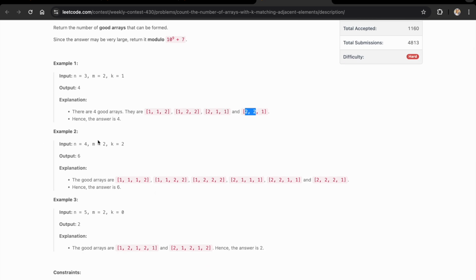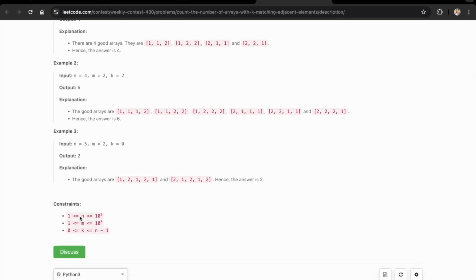Now if you look at example number 2, we need two same adjacent elements. So here if you look, we have two same adjacent elements. Here for 1 1 we have a 1, for 2 2 we have a 1. Here we have a triple 2, that means we have two adjacent pairs.